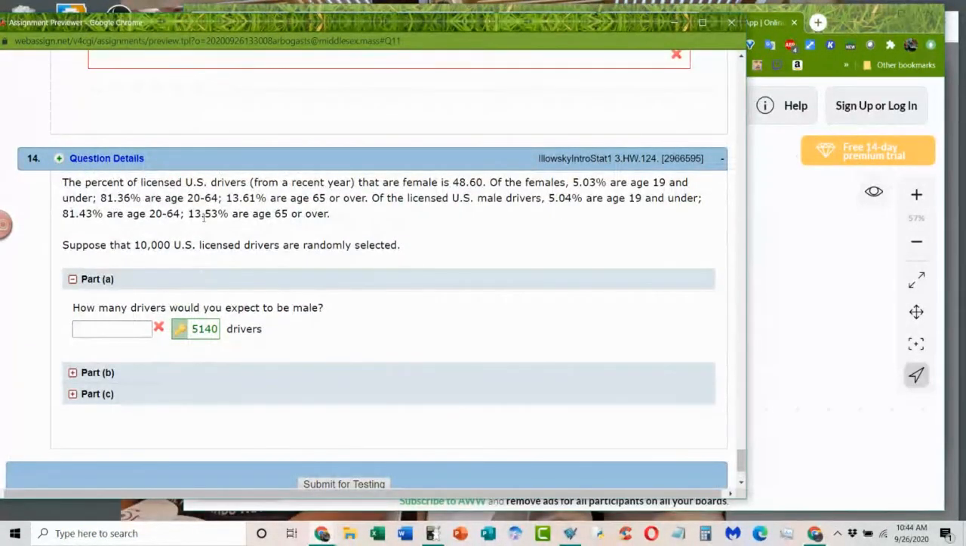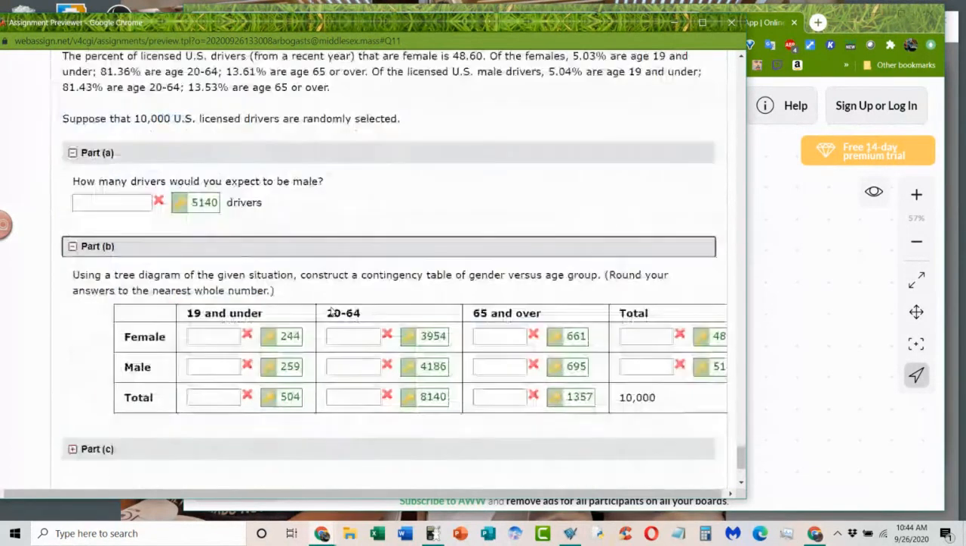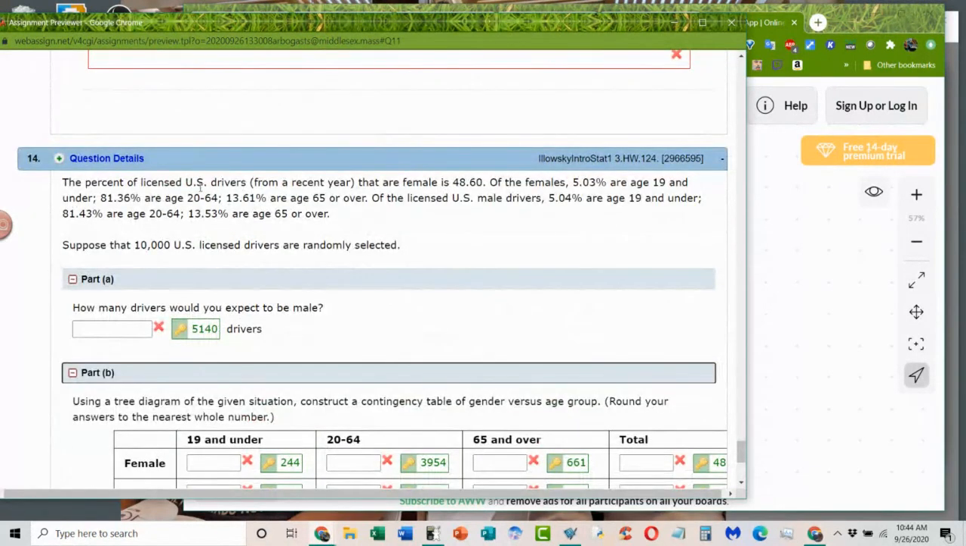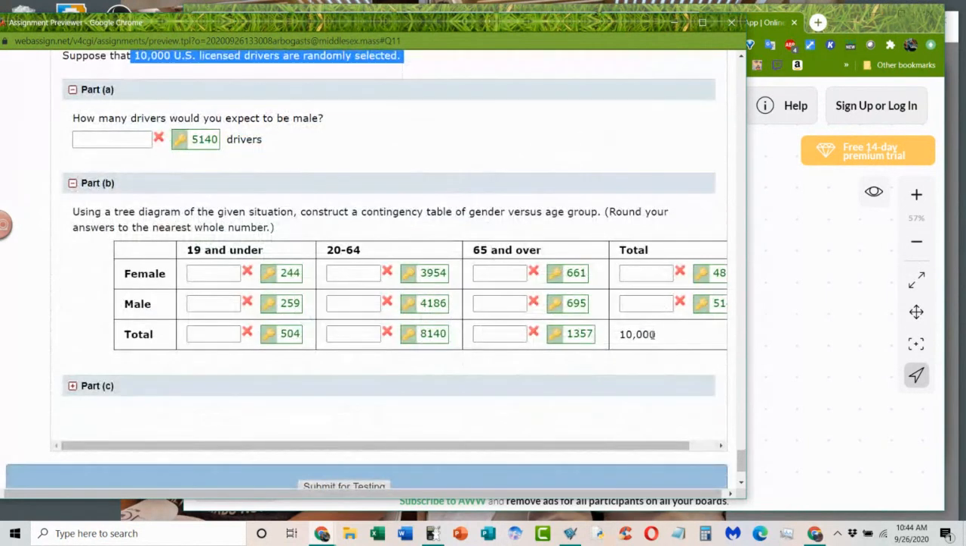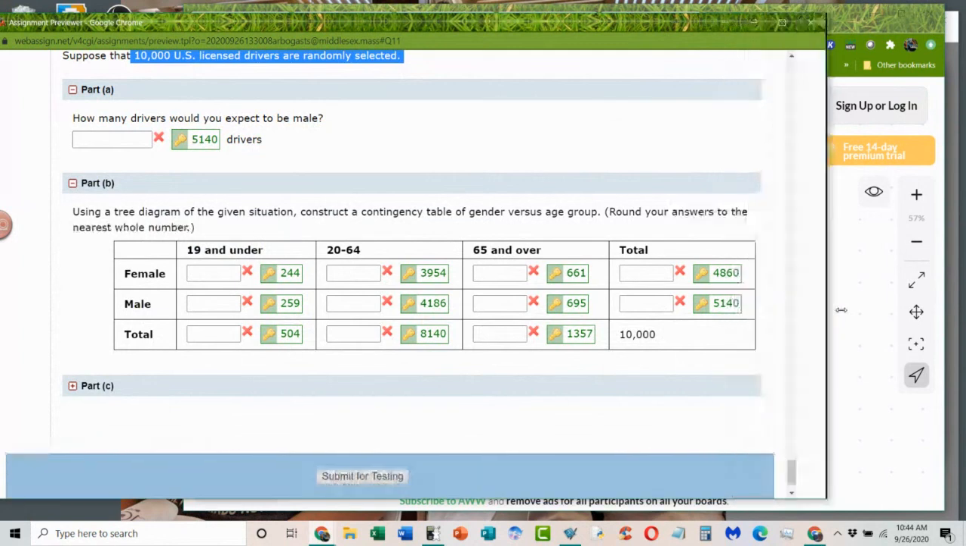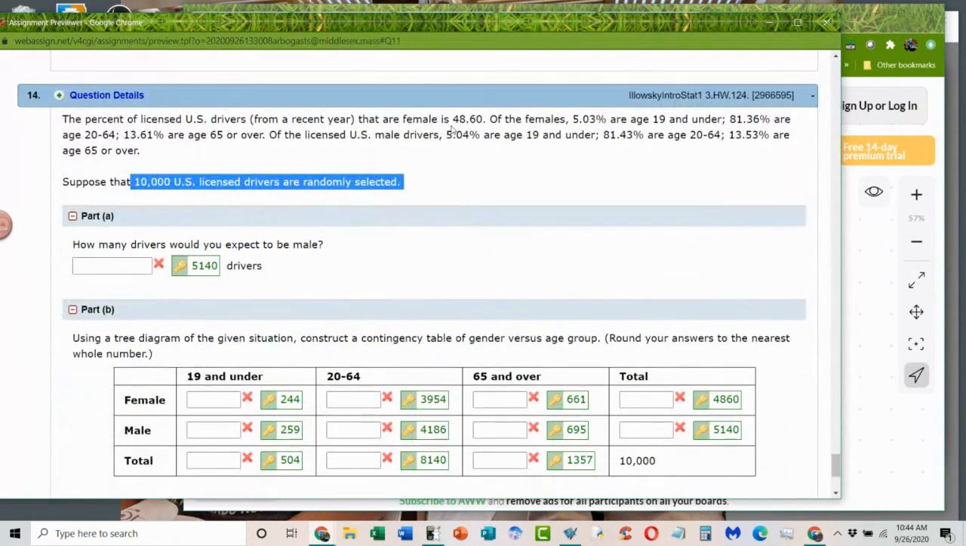And then the last one, they want you to make a contingency table, knowing that there are 10,000 people in the survey. That's where this number comes from. They've broken them up into percentages. 48.6% of the total are female. That's how they got this number. The males are the opposite, whatever's left, 51.40%. Then they multiply by 10,000 to get this.